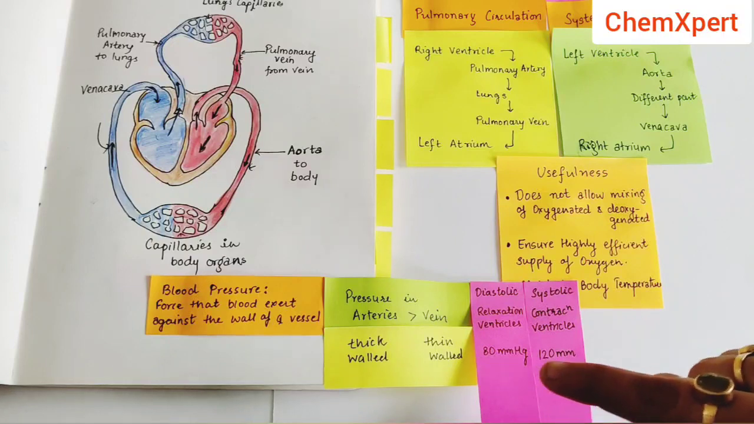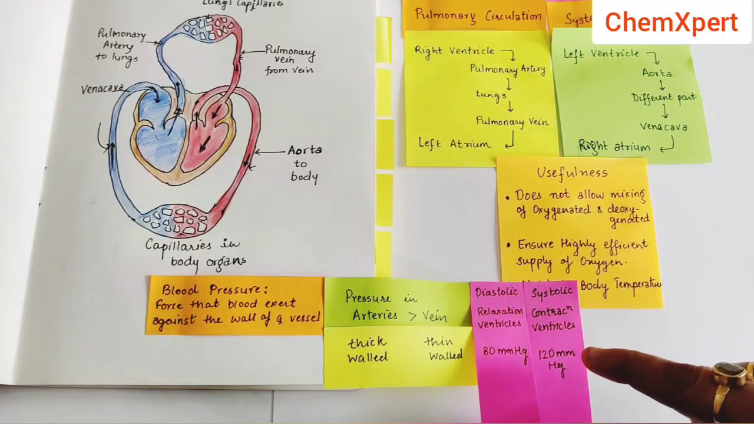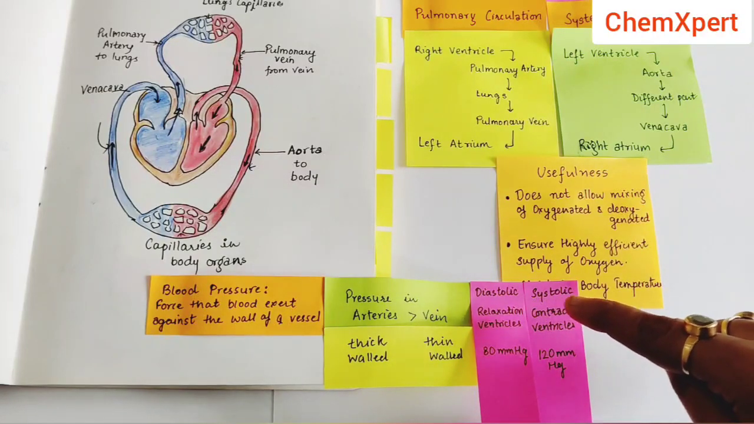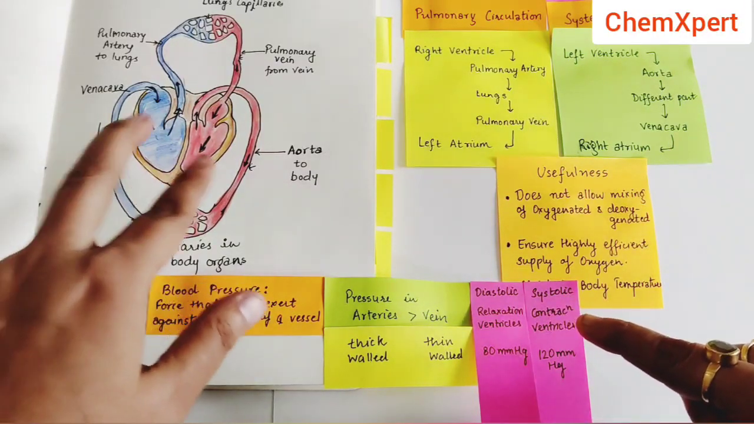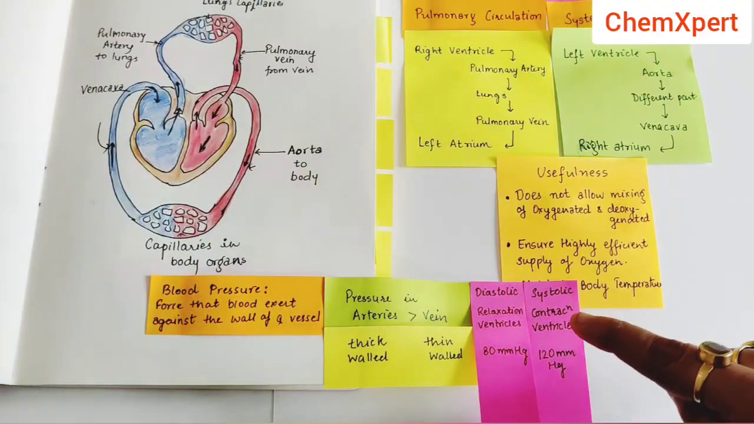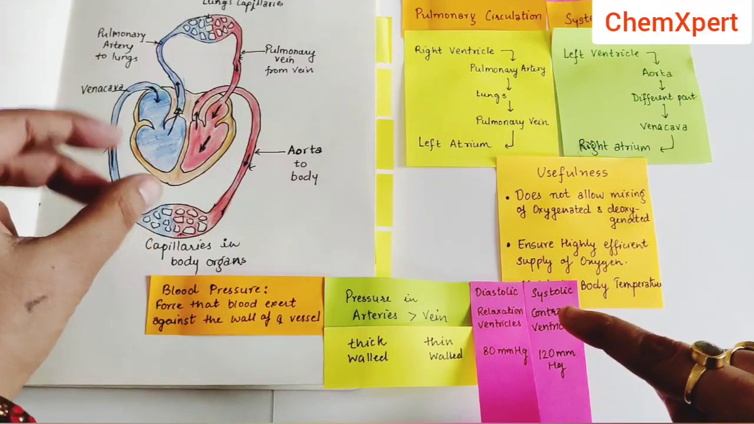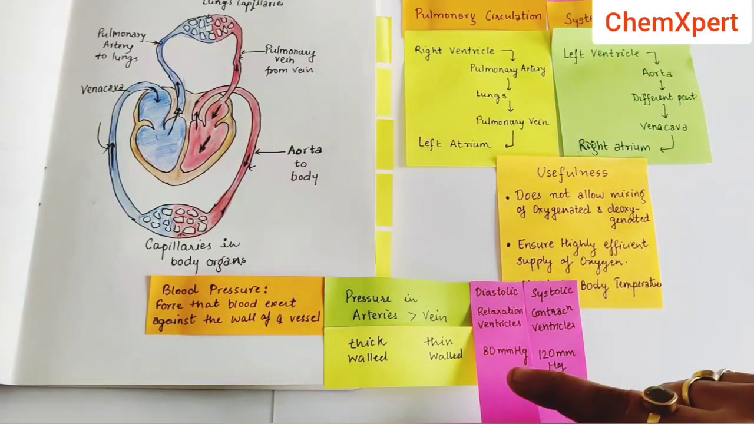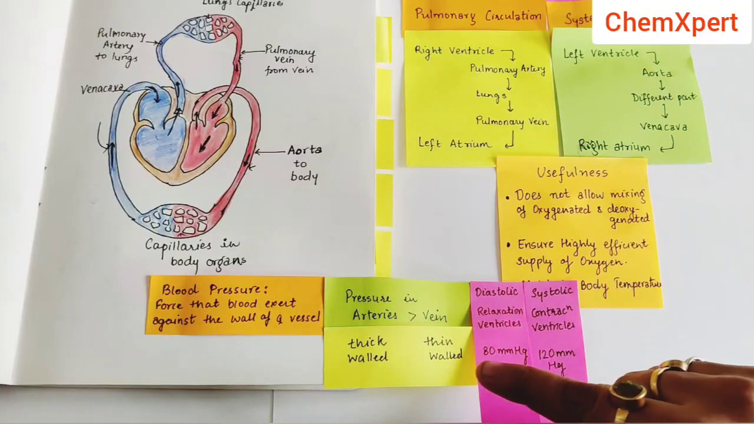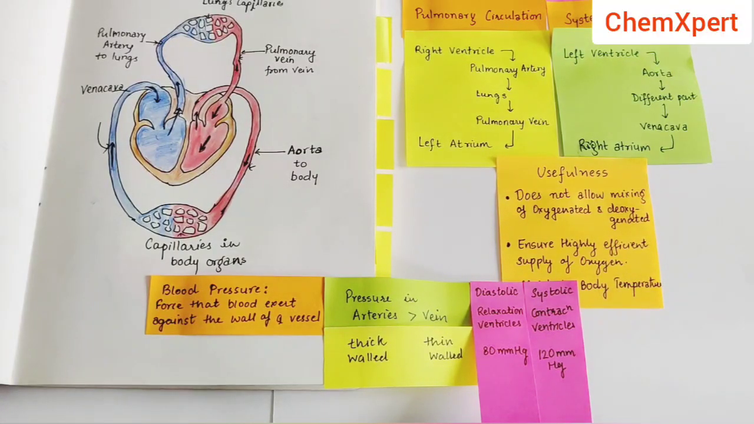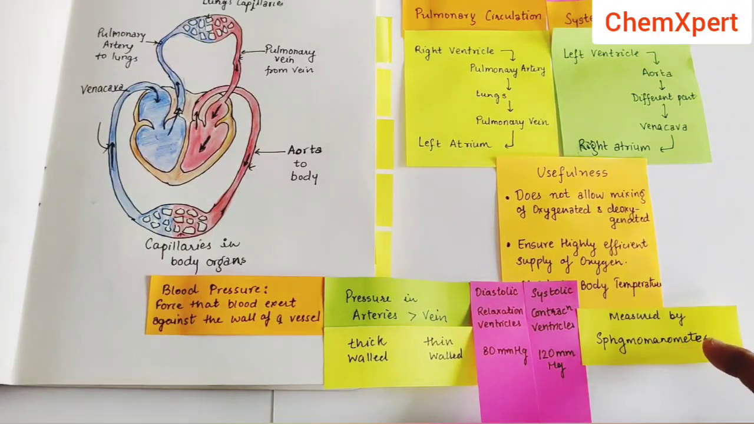So this is the normal human blood pressure range: on the higher side it is 120 mmHg, which is also known as systolic. Systolic stands for contraction of the ventricles, whereas diastole represents the relaxation of the ventricles, due to which blood pressure lowers to the normal range of 80 mmHg. And the instrument which is used to measure it is the sphygmomanometer. So all these are possible MCQs which can be framed from this topic.